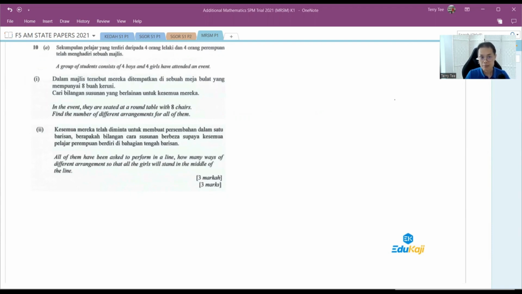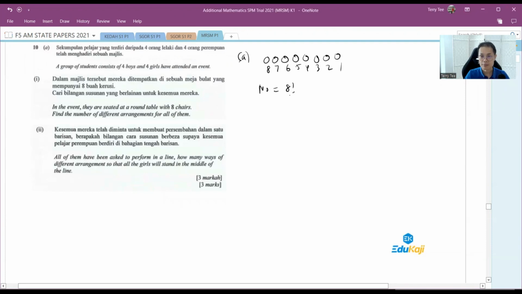Okay, so we've got 8 people. Before I explain the round table, let's do a simple arrangement in a row. We know 1, 2, 3, 4, 5, 6, 7, 8. If you have 8 people, the number of ways to arrange is 8, 7, 6, 5, 4, 3, 2, 1. So the number of ways is just 8 factorial.